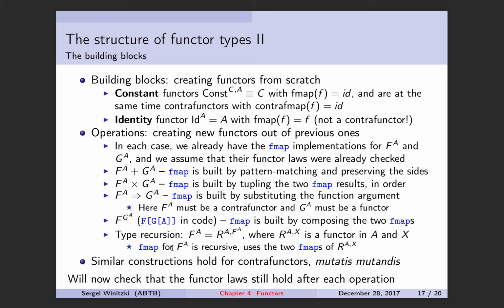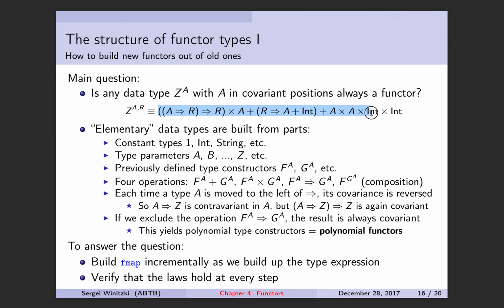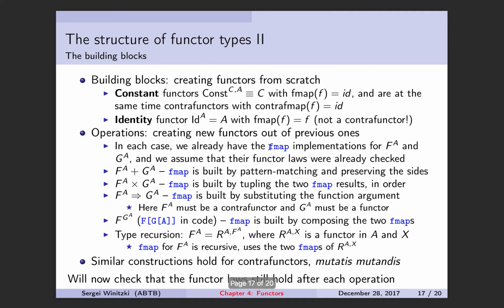It is just required to check that an expression is obtained through these constructions, and that's sufficient. The laws will hold. So for instance, for this expression, we just verify that the type parameter A is always in covariant positions, and that this entire type expression is made out of parts with the constructions that we list. And since we have proved each of these constructions in detail, that's sufficient.